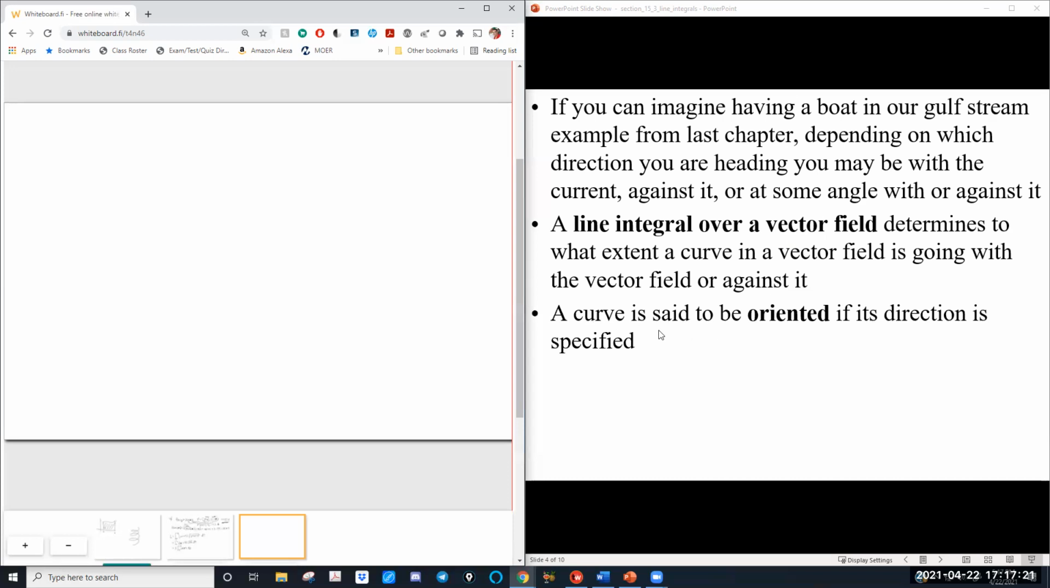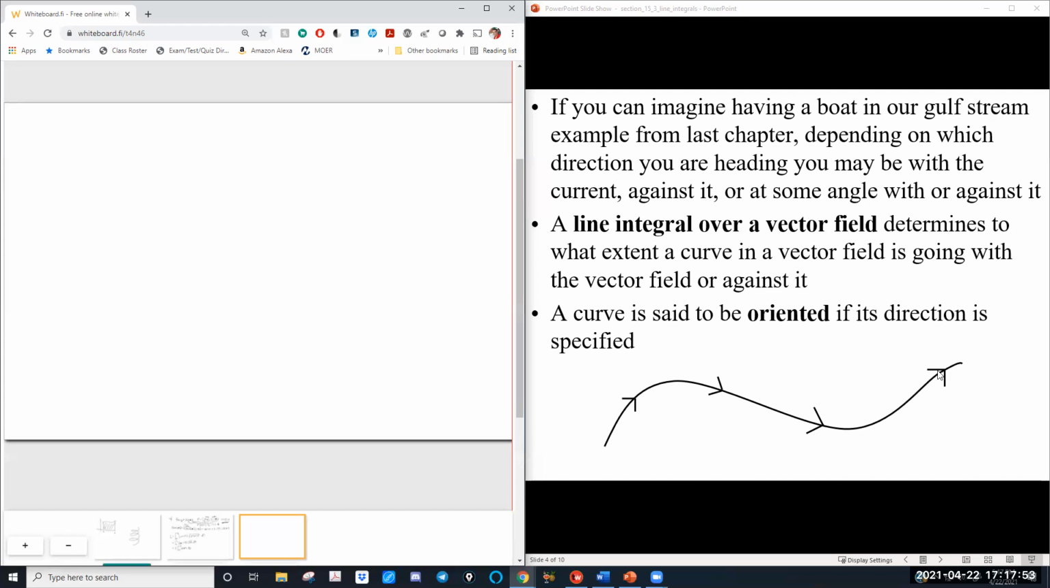Now, we do have to talk about oriented curves, because obviously if we're trying to figure out how much the vector field goes with or against our path, the direction we're going along that path matters. So an oriented path is a path that has a direction. It was not really a big deal in the last problem, because there we were just accumulating density, for instance. Now we're actually looking at the work done by the vector field.